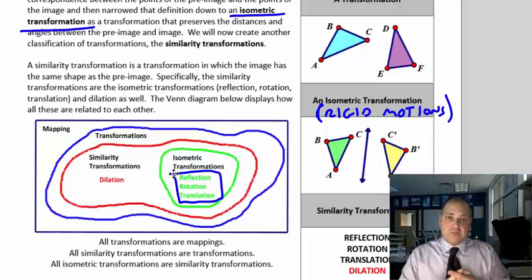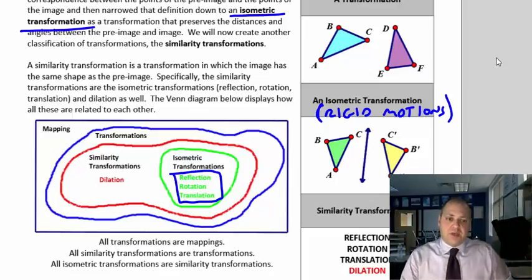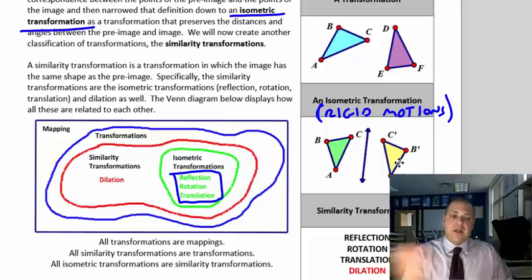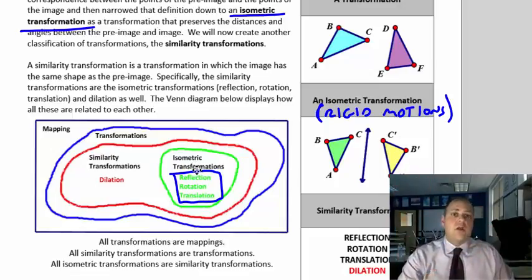When you do a reflection, you get the same size and shape. Here's a picture: triangle ABC reflects over line L and becomes A prime, B prime, C prime. Same size, same shape. So a reflection keeps the same size and same shape. A rotation does too. You just turn it. It doesn't get bigger or smaller. Translation, you just slide the figure. No shape change, no size change.